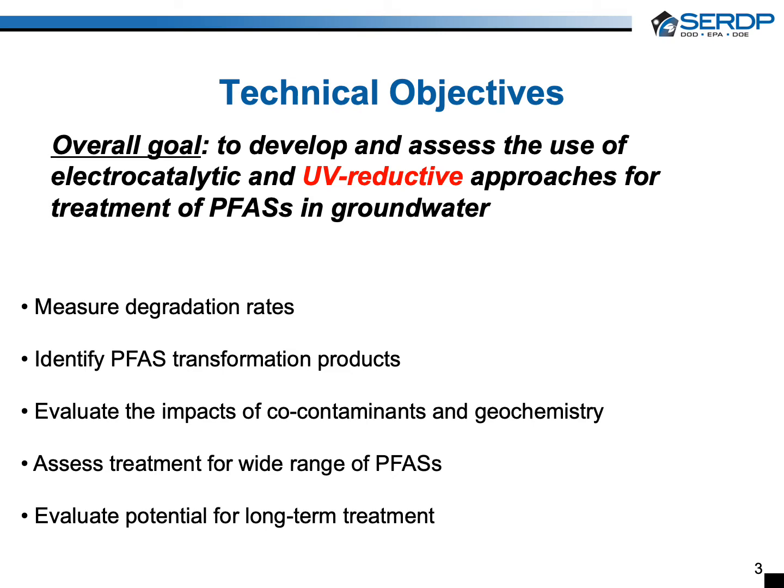For this presentation, we're going to focus on the oxidative electrochemical or electrocatalytic approaches. In this work, we measured degradation rates. We wanted to identify PFAS transformation products, and again, not just looking at target compounds, but also a lot of the suspect analytes for which these libraries have been developed. We wanted to evaluate the impacts of co-contaminants and geochemical conditions; we looked at both simple electrolytes and natural groundwaters. We wanted to look at treatment for a wide range of PFAS, which includes a lot of precursor compounds, and also evaluate the potential for long-term treatment.